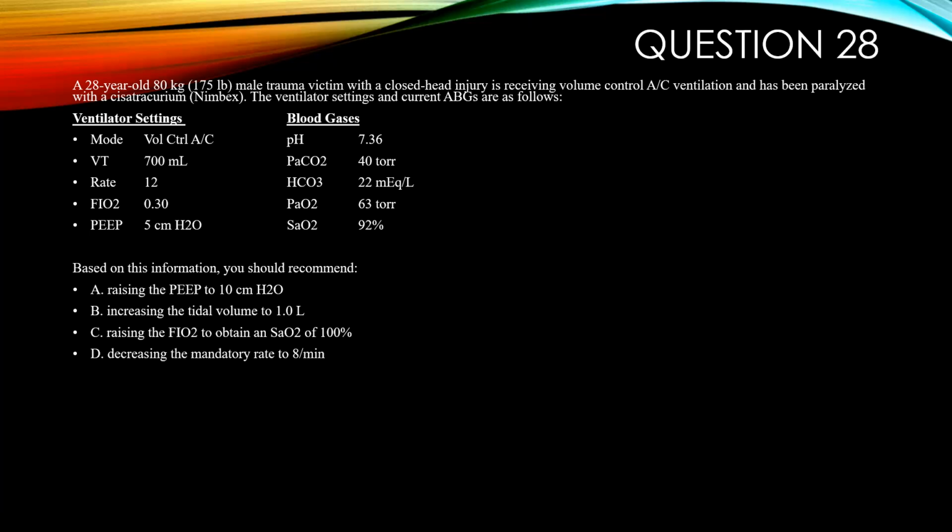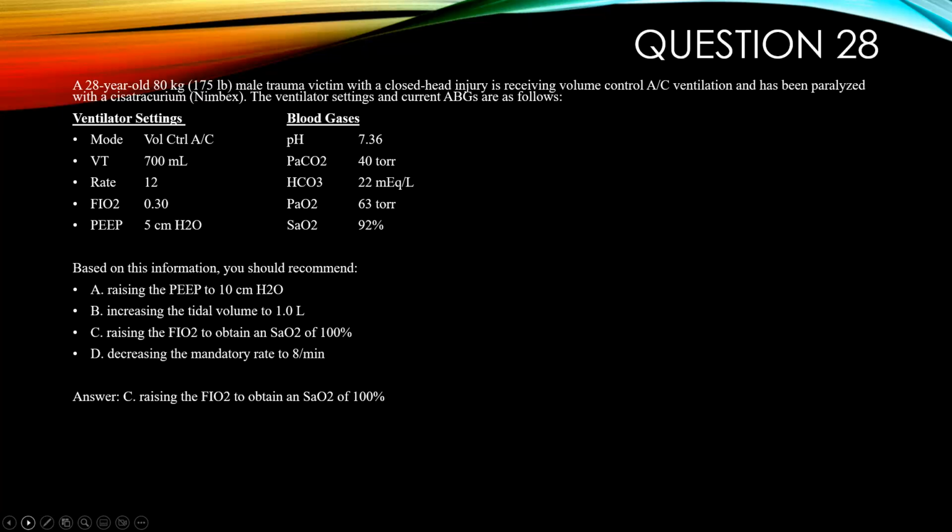Based on this information, you should recommend which of the following. A, raising the PEEP to 10 centimeters. B, increasing the tidal volume to 1 liter. Sounds a little, I mean, we might have done that 30 years ago. C, raising the FiO2 to obtain a SaO2 of 100%. And D, decreasing the mandatory rate to a rate of 8. Let's look at the correct answer.